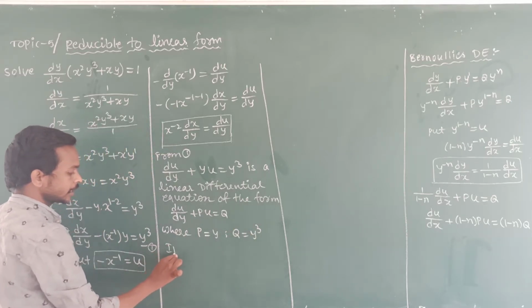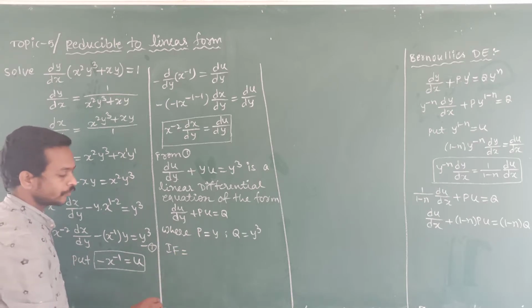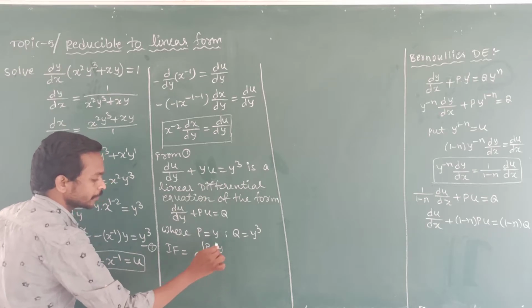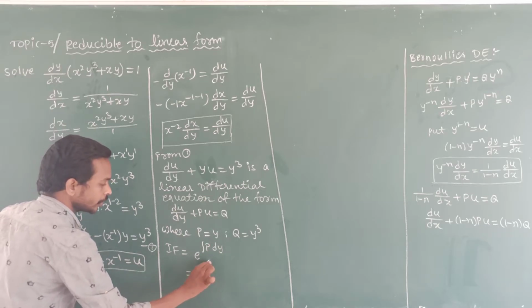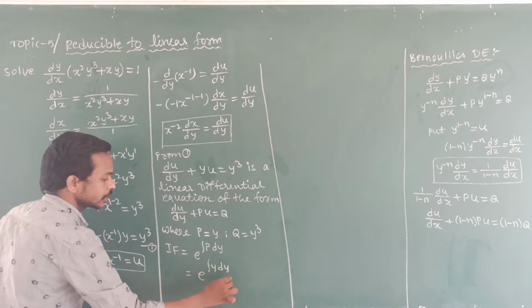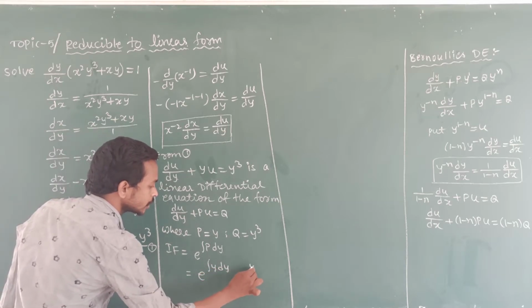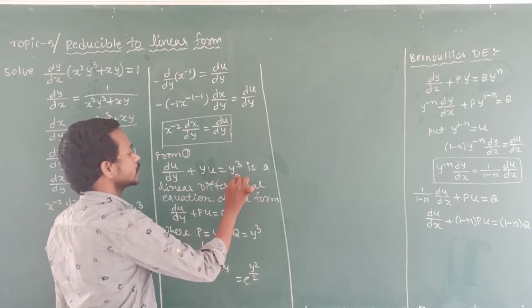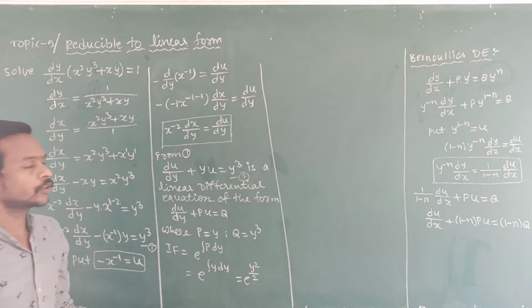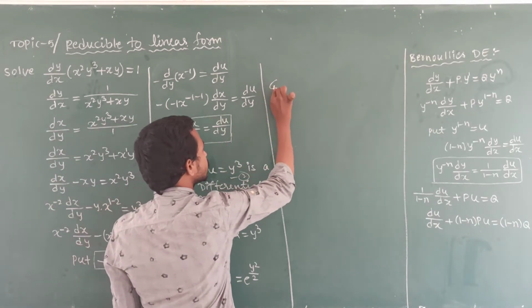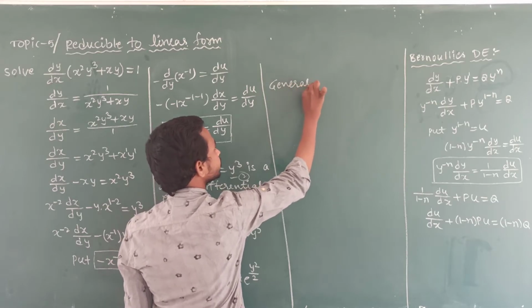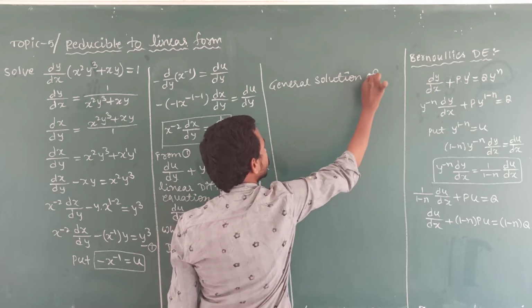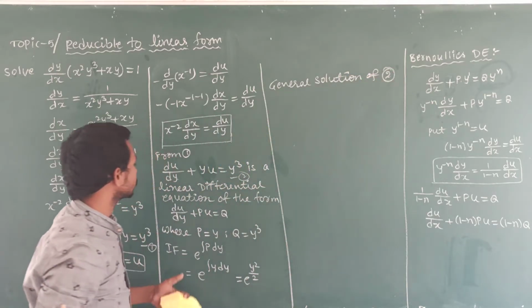Now we have to find the integrating factor. How will we find the integrating factor? Integrating factor is e power of integral of p dy, that is e power of integral y dy. So it will be e power of y square by 2 is the integrating factor. Now let it be equation number 2. Now the general solution of 2 will be, what is the general solution of 2 now?